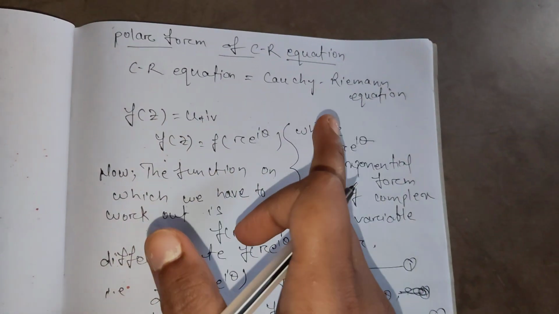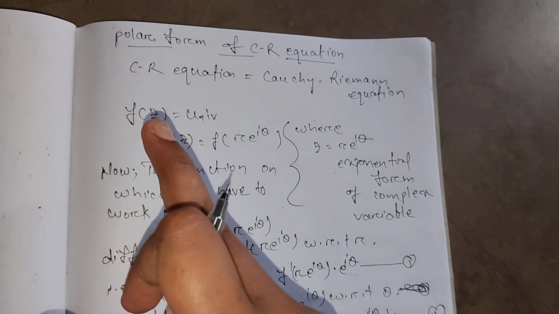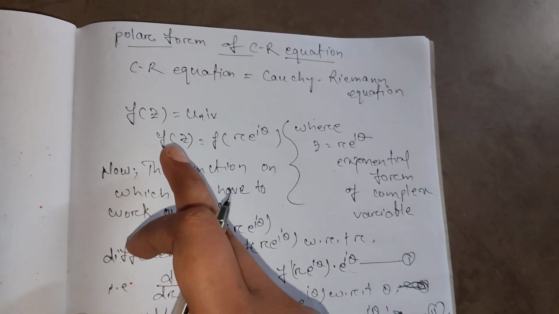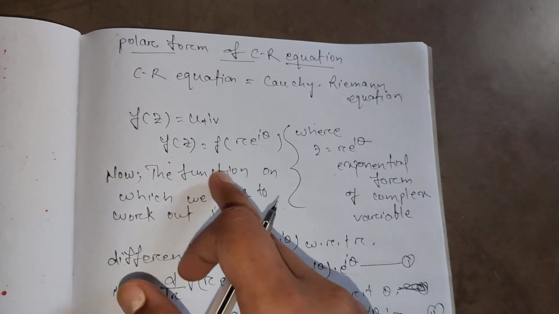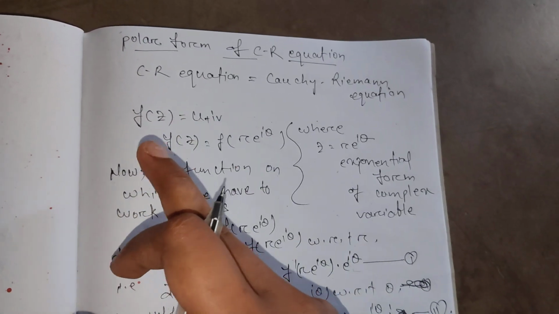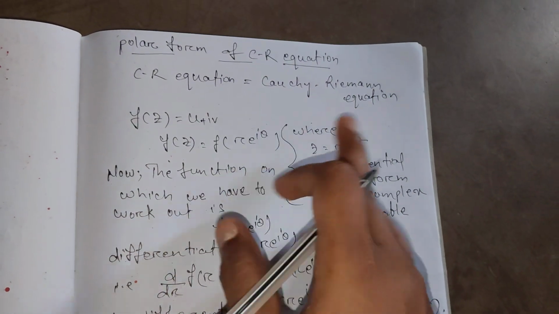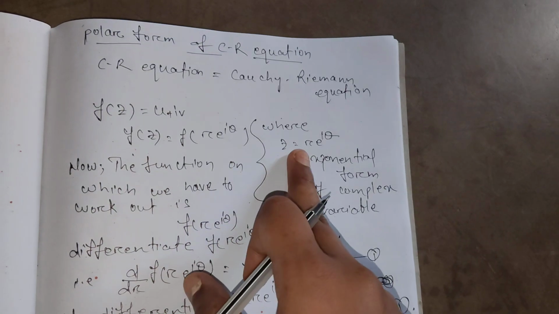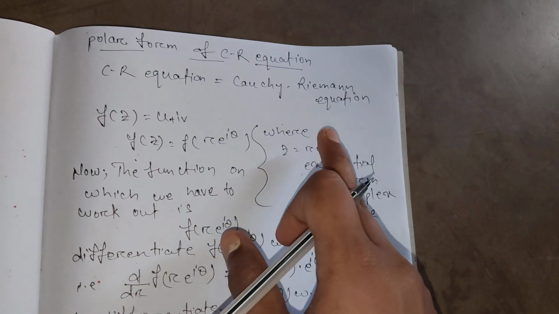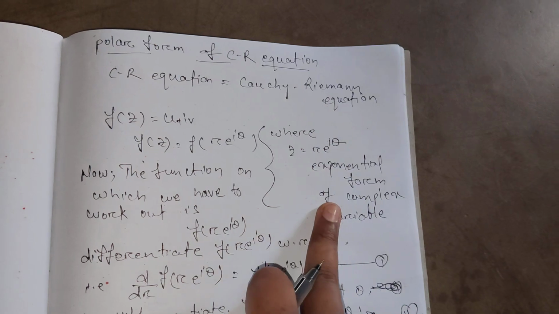So a complex function is written as f of z, that is, a function of complex variable. It is also written in the form of u plus iv. In polar form, it is written in the form of f of z is equal to f of r e to the power i theta, where the complex variable z is equal to r e to the power i theta. It is the exponential form of complex variable.